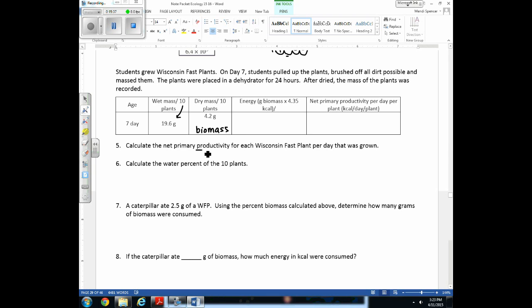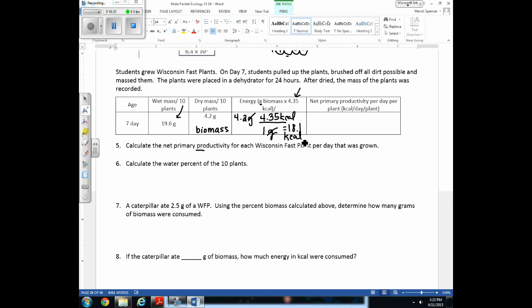Question number 5 says calculate the net primary productivity for each Wisconsin fast plant per day that was grown. Well, here's an energy conversion for you. We have 4.2 grams of biomass, and it says that in 1 gram of biomass, there's 4.35 kilocalories. We're going to write 4.35 kilocalories is in 1 gram. Our units are going to cancel, and when we calculate that, we get 18.1 kilocalories, which is the amount of energy found in those 10 Wisconsin fast plants.